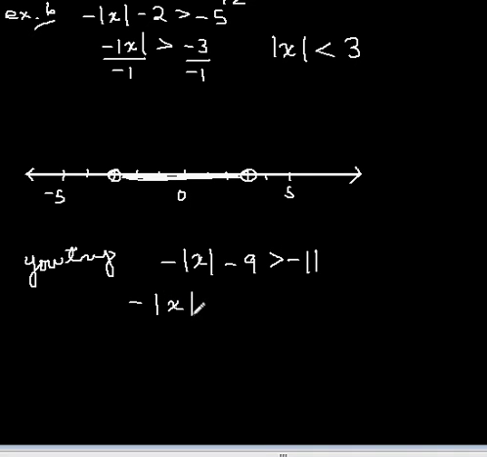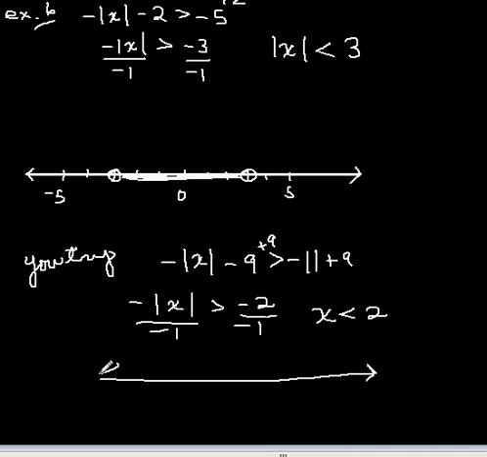Negative absolute value of x is greater than negative, I'm going to add 9 to both sides, -2. Divide both sides by -1. So we get absolute value of x is less than, flip the sign because we're dividing by -1, 2. These are all really similar, aren't they? So 0, 1, 2, 3, 4, 5. 1, 2, 3, 4, -5. Open circle on 2 and -2. We want all the absolute values, I forgot my absolute values after all that, to be less than 2. 0 works, so I'm going to color everything in between.